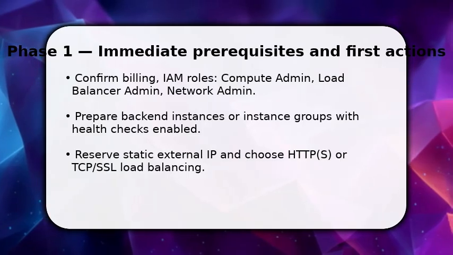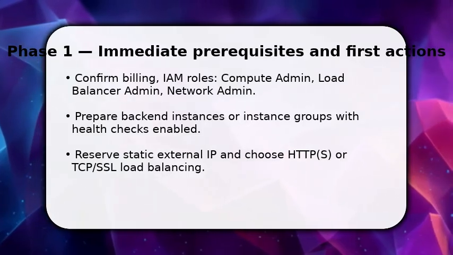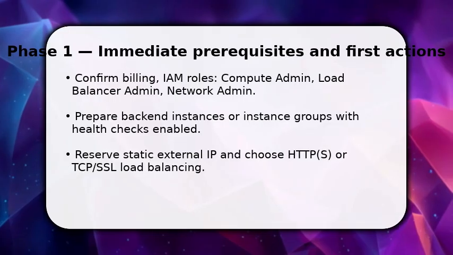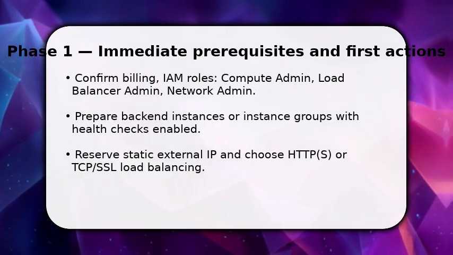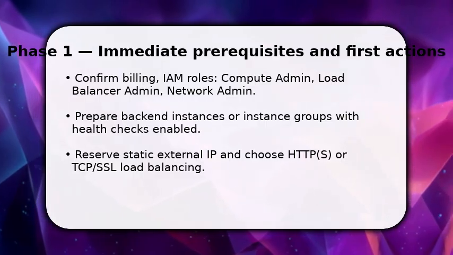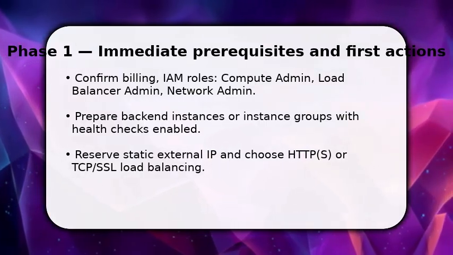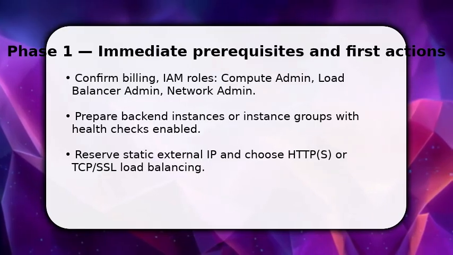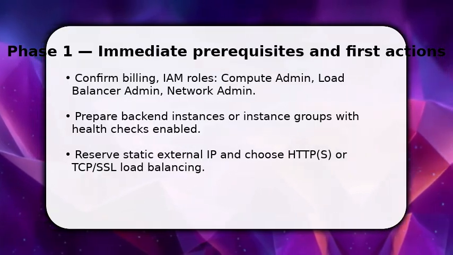Enjoy the video. You start by verifying essentials, billing enabled and the right IAM roles so you can create networking and backends. Once done, provision instance groups or managed instance groups with startup scripts so they serve traffic. Make sure each VM responds to the health check path, otherwise the balancer won't route to it.